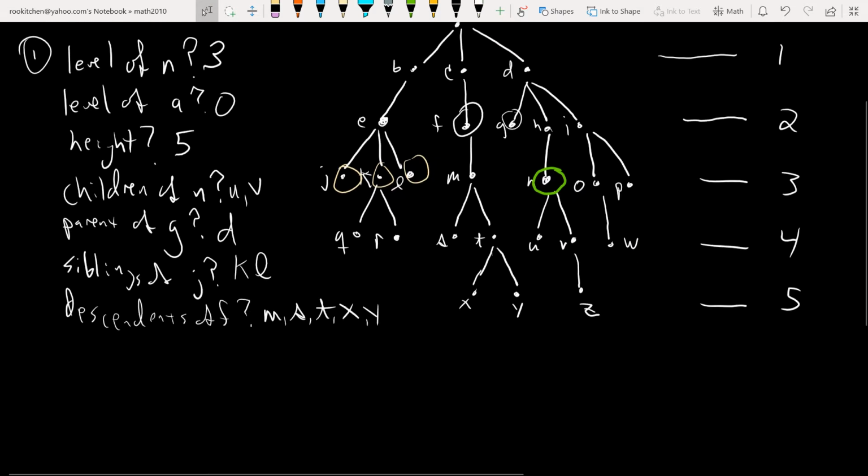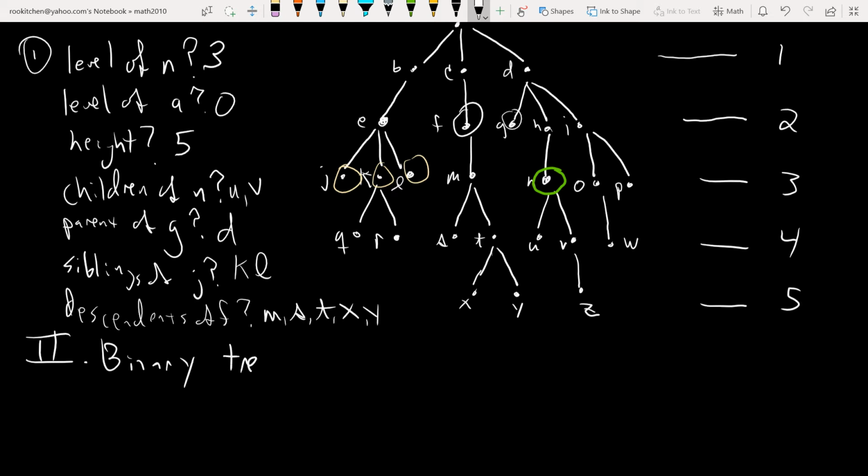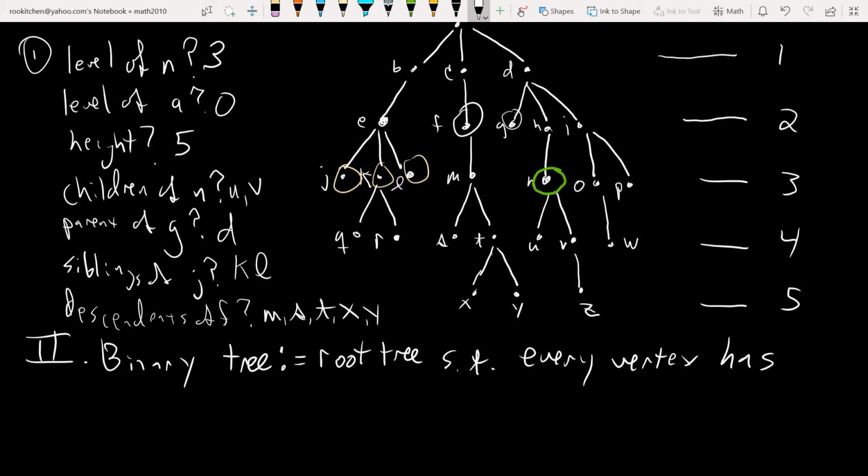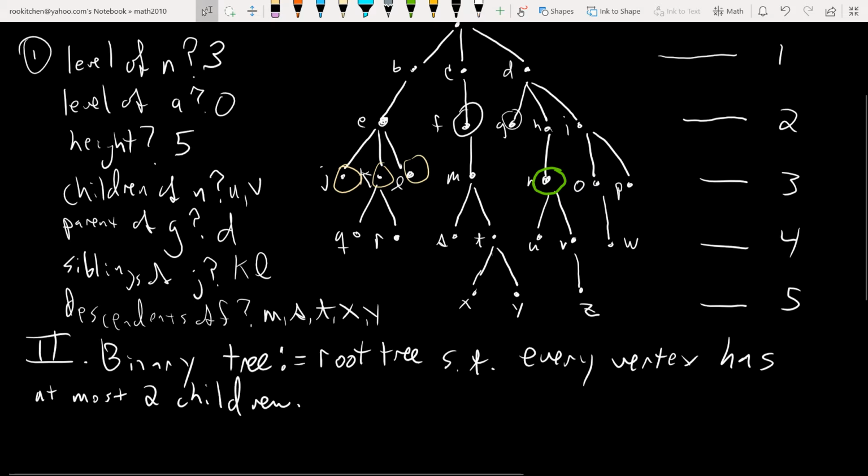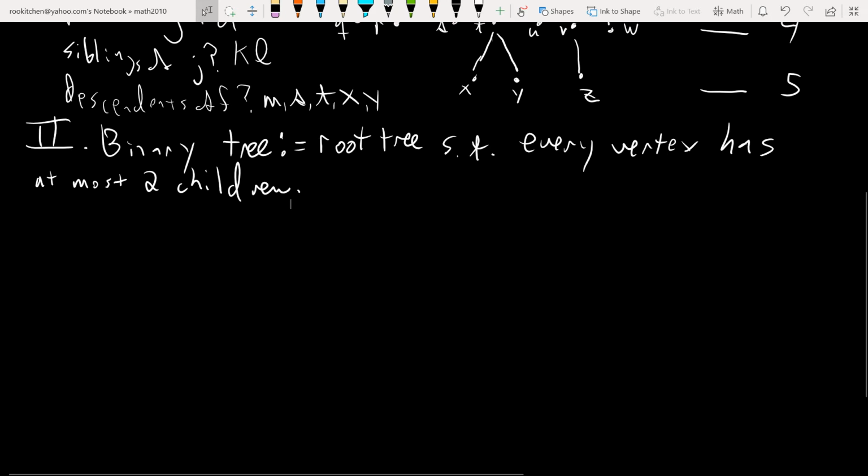What can we do with binary trees? Well, definitely in computer science you can do a ton of stuff. Let's define a general binary tree. This is just a rooted tree where there's at most 2 children. Okay, so a rooted tree such that every vertex has at most 2 kids. Okay, so you can do math. Okay, you can program math doing this.